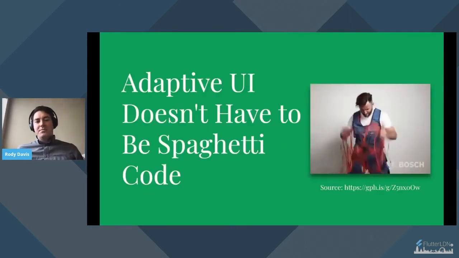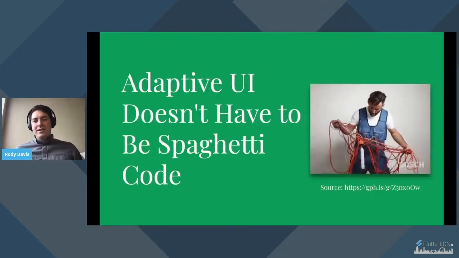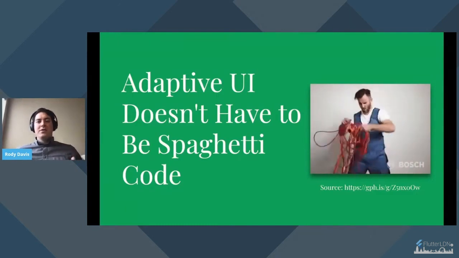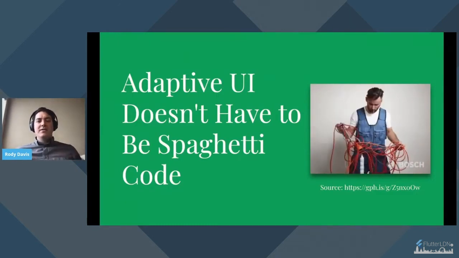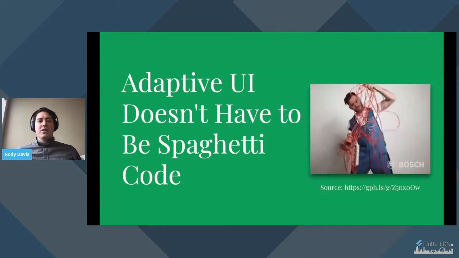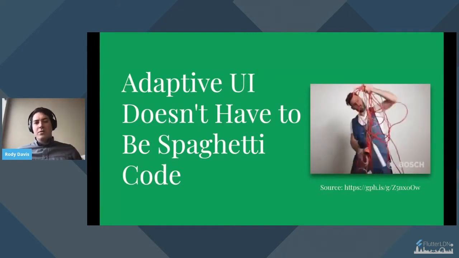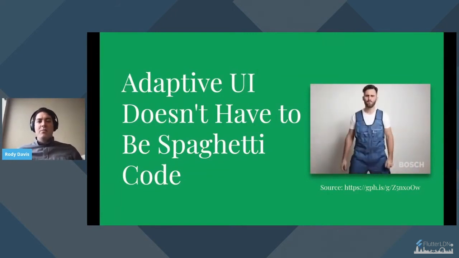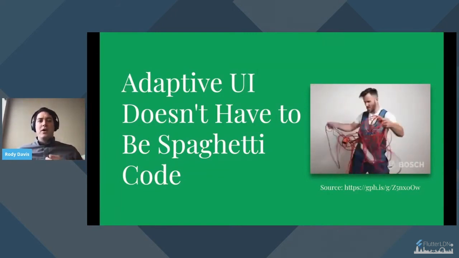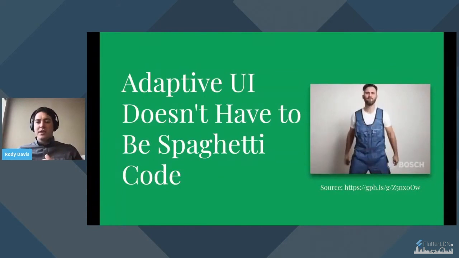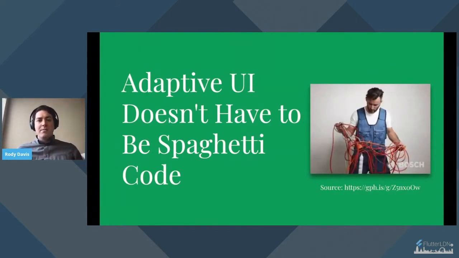Adaptive UI doesn't have to be spaghetti code. I know it can seem like a lot, but it's really just about finding a pattern and sticking to it, because things are going to change. New paradigms are going to come and go, new devices are going to come and go, but it's about building your application in a modular way so that you can compose it together. So I think that's really important.